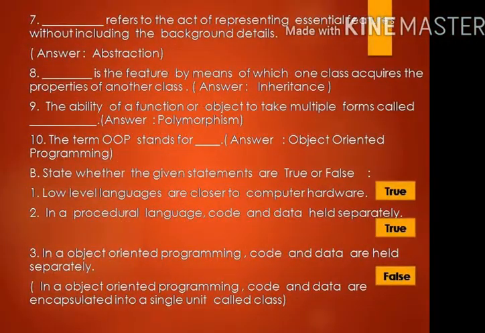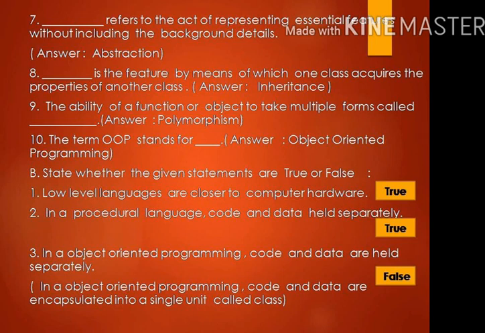Next slide contains few more fill in the blanks. Question number 7. Dash refers to the act of representing essential features without including the background details. Answer: abstraction. Number 8. Dash is the feature by means of which one class acquires the properties of another class.